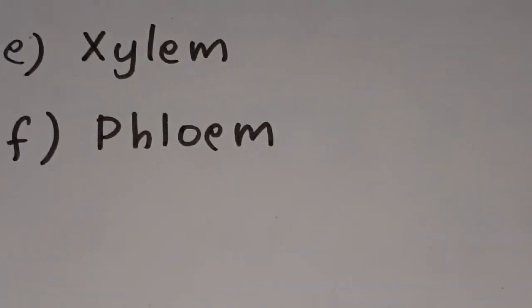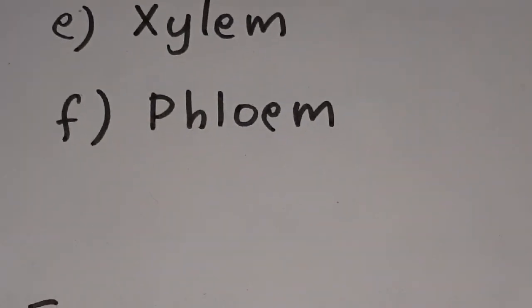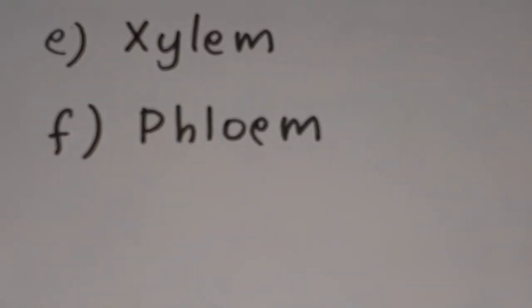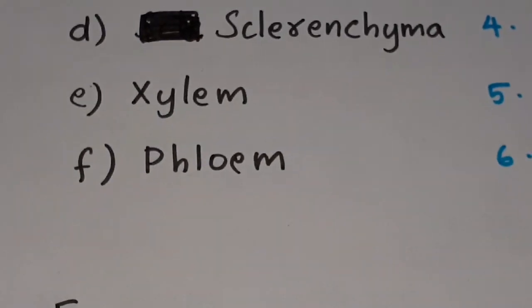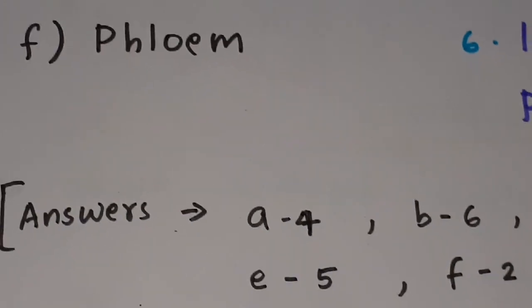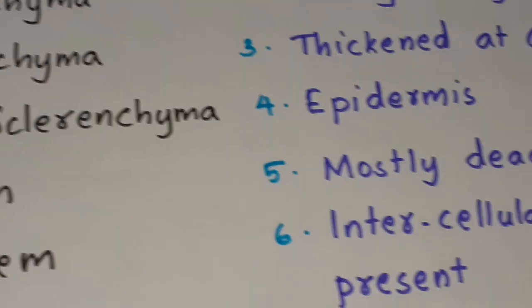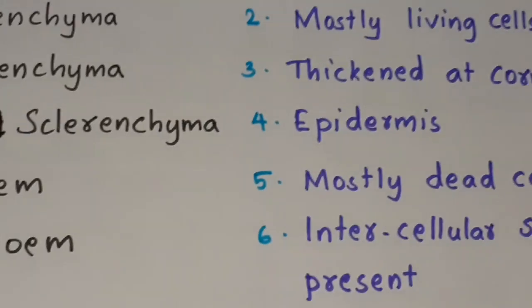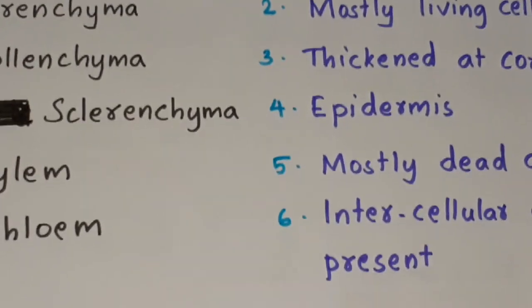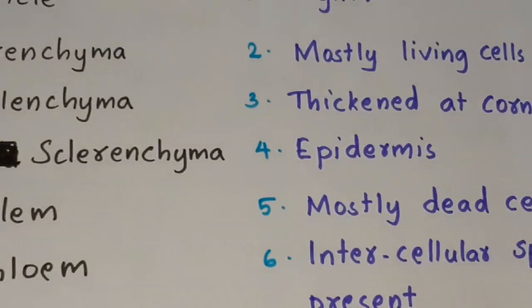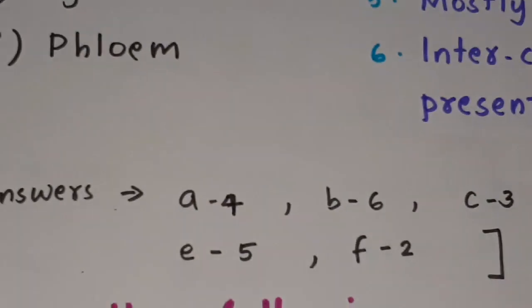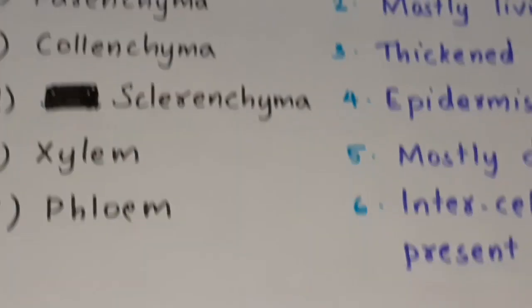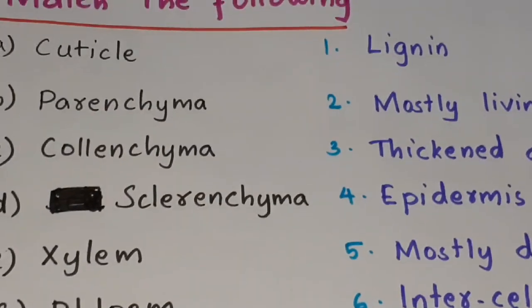Now phloem and xylem. Two properties I told you while explaining: one has living cells and the other has dead cells. Which one has living cells, xylem or phloem? Xylem contains mostly dead cells, so the fifth one is the answer. And phloem contains mostly living cells, so the second one is the answer for phloem. Like that, you check all the other terms yourself.